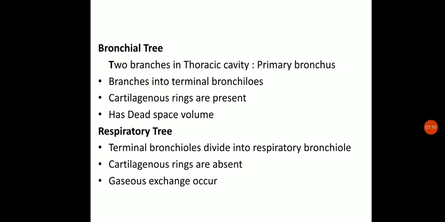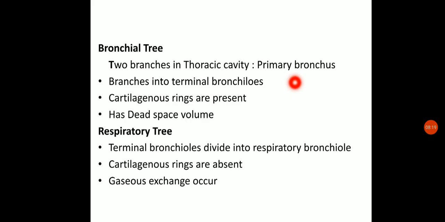Now when the trachea enters into the thoracic cavity, it divides into 2 branches. These 2 branches are called the bronchial tree and the respiratory tree.